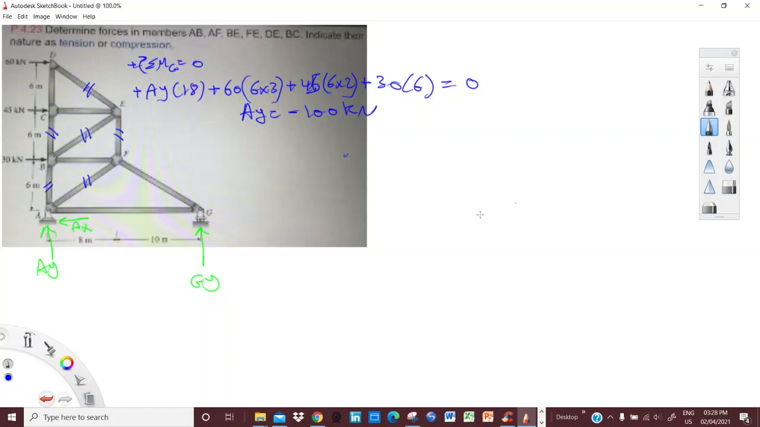Our assumption is wrong. It should be downward. AY is equal to 100 kilonewton. And we need to find the summation of Fy, upward force positive, equal to 0. So you have GY minus 100 equal to 0. Therefore GY is equal to 100 kilonewton upward.